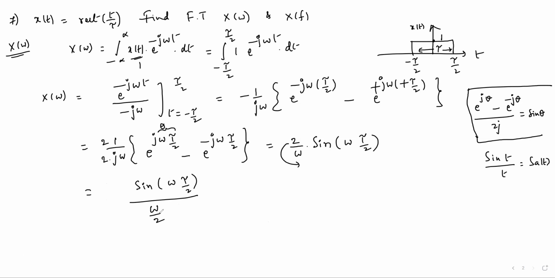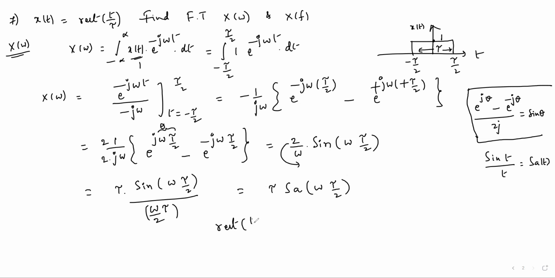So tau is lagging here, so that I can multiply and divide with tau. Then I can write sin theta by theta is sampling theta, or sin t by t is sampling t. That way, this is tau sampling of omega tau by 2. So the rectangular function Fourier transform, what we get in X of omega is a sampling function.